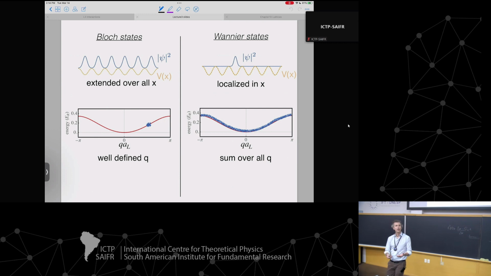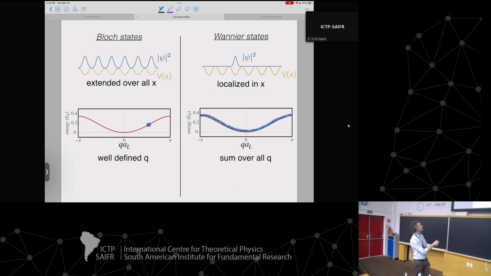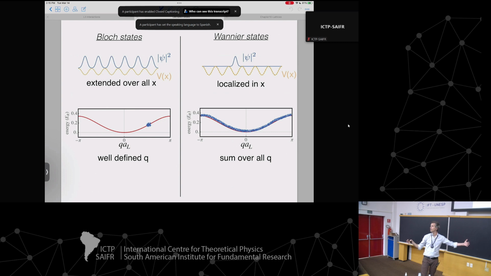But let me just emphasize that these are conjugate perspectives. Bloch states, which are the eigenstates, are extended over all space, but they're at a well-defined quasi-momentum, whereas Wannier states are at a single site, but then require all of the quasi-momenta in the band. So the way we found this is we summed over all of these. And you go the other way as well. The way you find a Bloch state is you sum over all the localized Wannier states, giving them the right phase to reconstruct that extended wave function again.